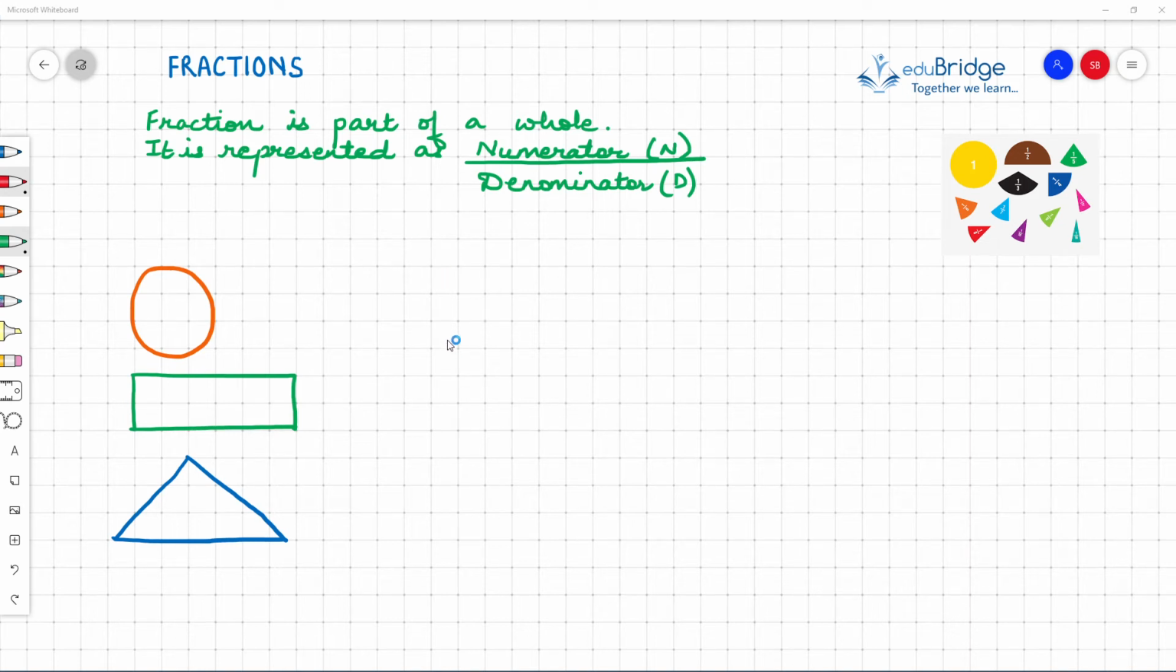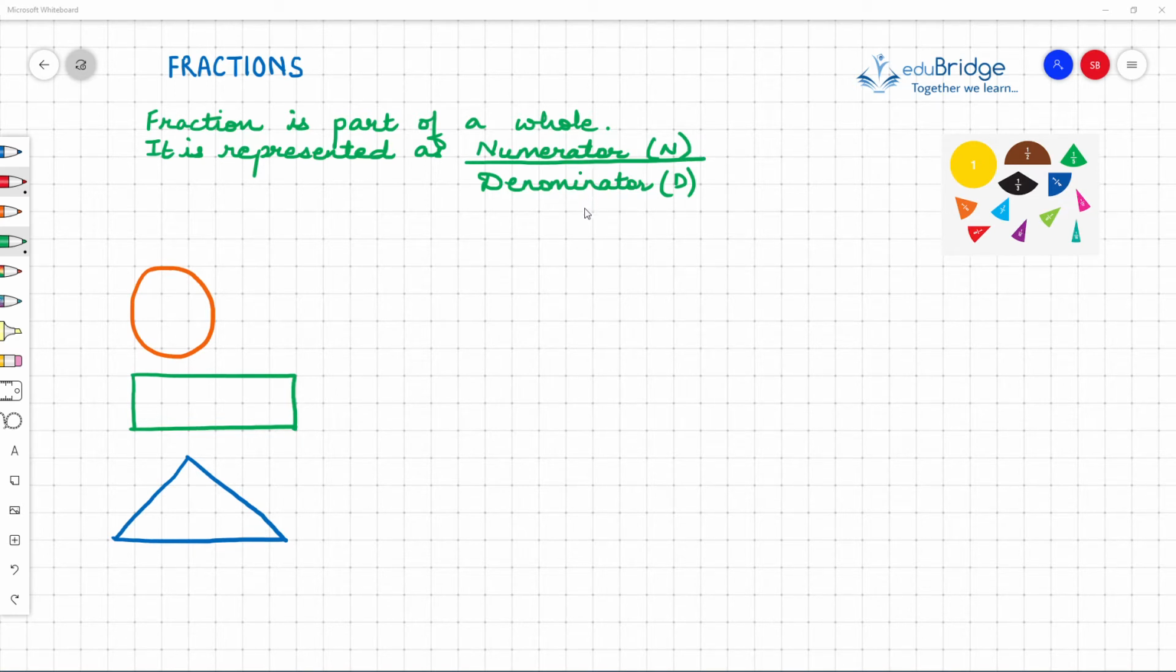Hello everyone. In this video, we are going to learn about fractions. So what is a fraction? Fraction means a part of a whole. So when you are given a whole quantity and you split it into parts, we call it a fraction. It is represented as numerator by denominator. This sign is called the division sign and we read it as numerator by denominator.